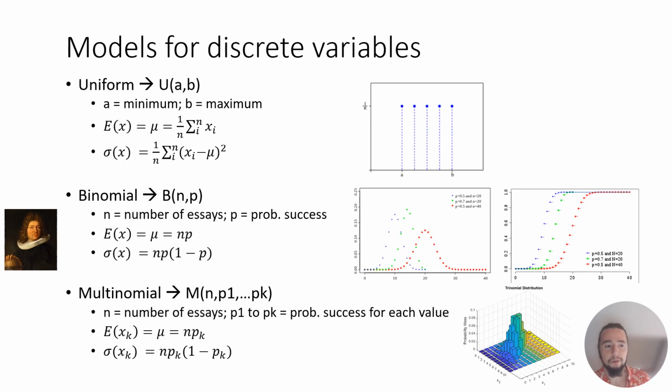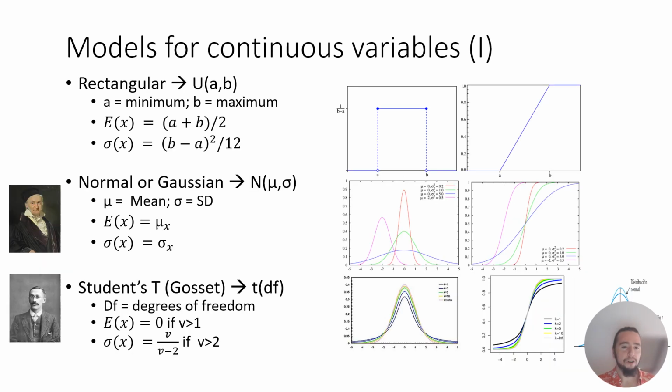For discrete variables, we have the uniform distribution, also the binomial distribution and multinomial distribution. The binomial distribution is for dichotomous variables, and the multinomial distribution is for polytomous variables, and the uniform is for any kind of discrete variable. And also for continuous variables, we have the rectangular, that is basically the uniform, but for continuous variables. We have the normal or Gaussian distribution, very used, that has a mean and standard deviation parameter.